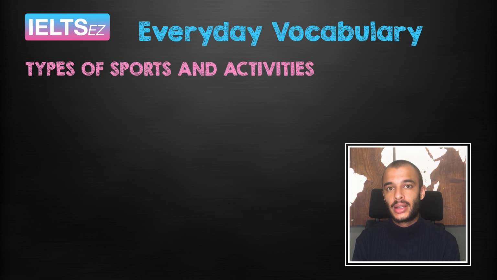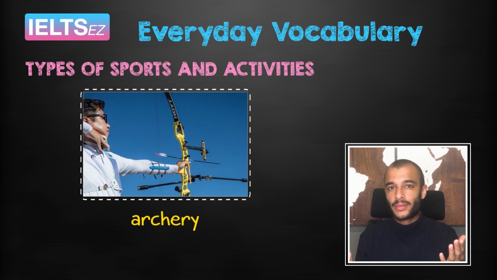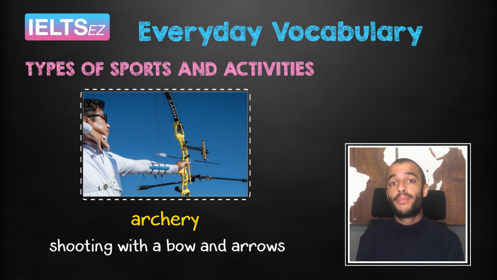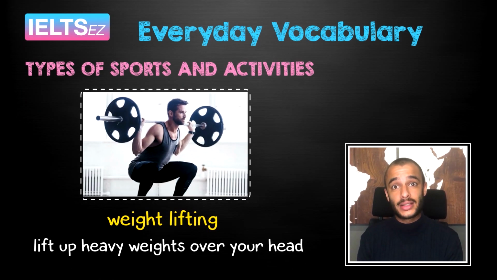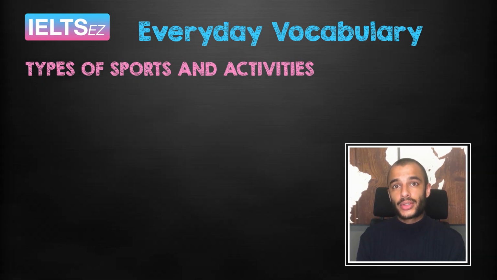And finally, there may be a couple of sports here you don't know. What is archery? This sport involves shooting a bow and arrow. Say after me, archery. And weightlifting? This is where you have to lift up heavy weights over your head. Can you do that? Say after me, weightlifting. Remember these sports, or even better, write them all down in a notebook.